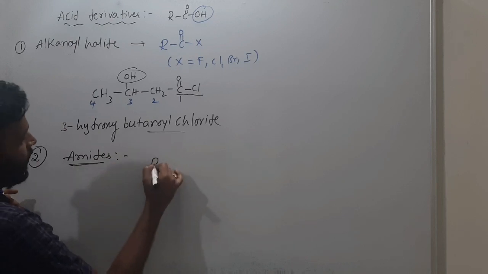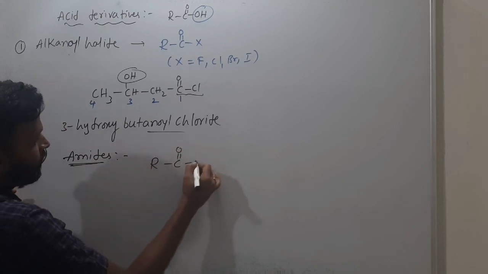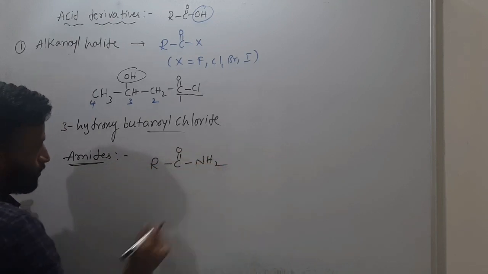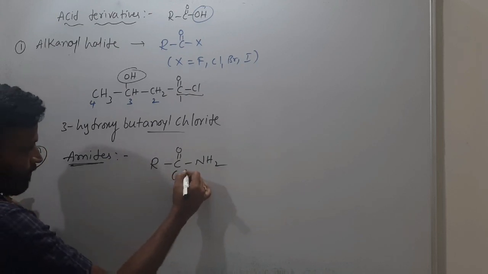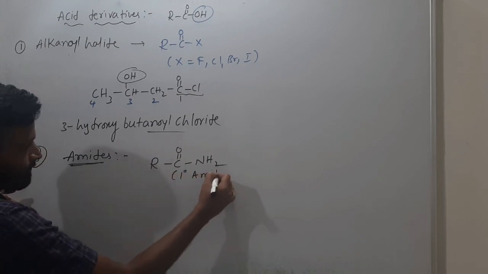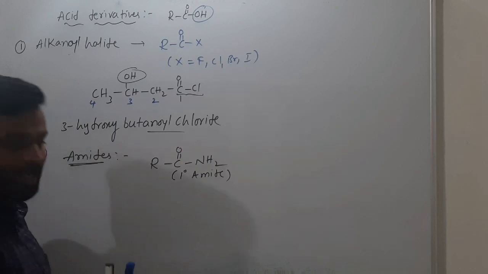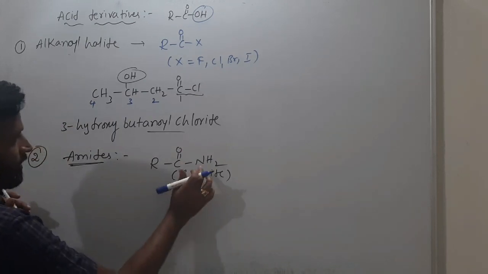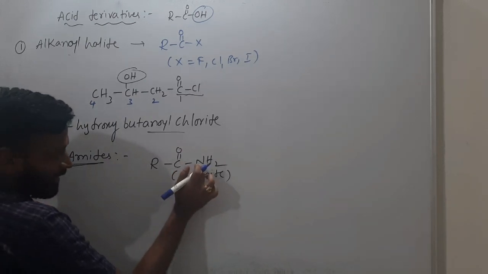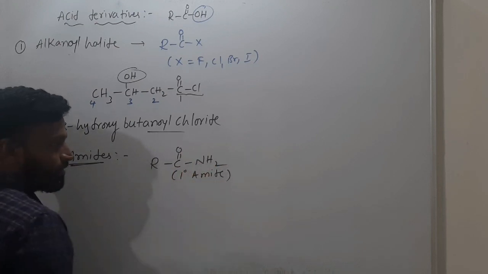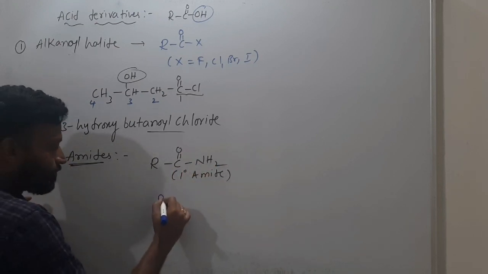Very simple. R–C double bond O–NH2. But this is actually a primary amide. They'll ask you about the differences between primary and secondary amides. Primary amide means the nitrogen has two hydrogens.